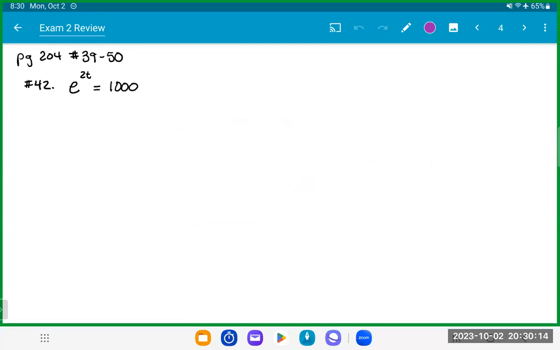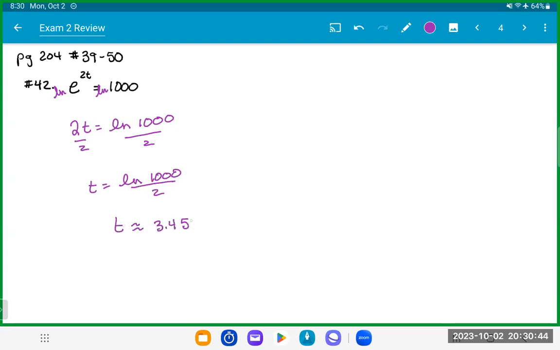Okay, so for this next problem, we really want to just take the ln of both sides, and that's going to give me 2t is equal to the ln of 1,000. Divide both sides by 2, and I get that t is equal to the ln of 1000 divided by 2. So t is approximately 3.4538. Okay, question.